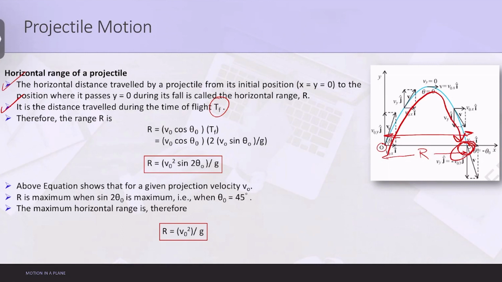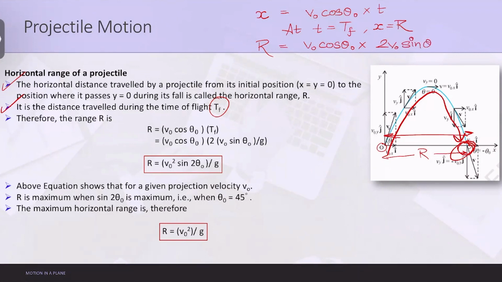So you basically need to find the displacement at some time Tf. How can it be obtained? We know that the displacement x is equal to v0 cos θ0 into time. So at t = Tf, x = R. Correct? When t = Tf, x will be equal to R, because that is the complete time required. Just put in the values, and you will get R = v0 cos θ0 into 2 v0 sin θ0 by g.